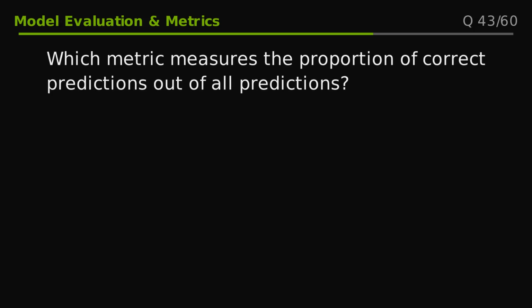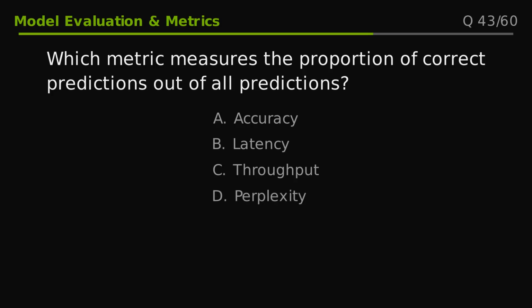Question 43. Which metric measures the proportion of correct predictions out of all predictions? Option A, accuracy. Option B, latency. Option C, throughput. Option D, perplexity.